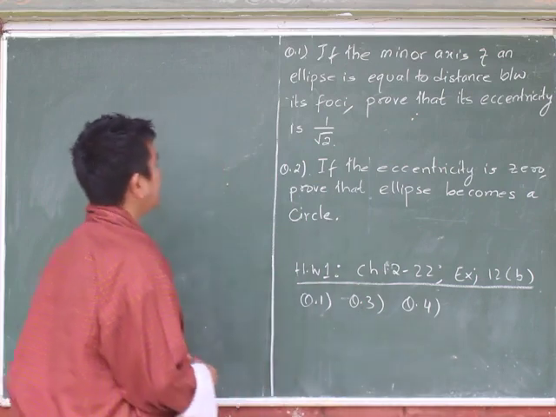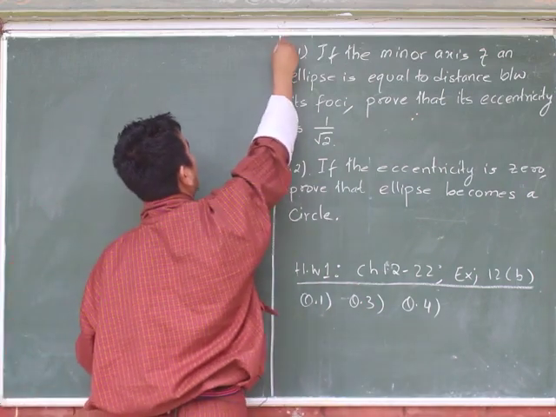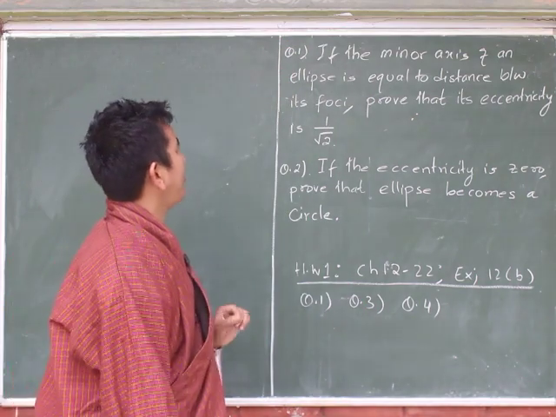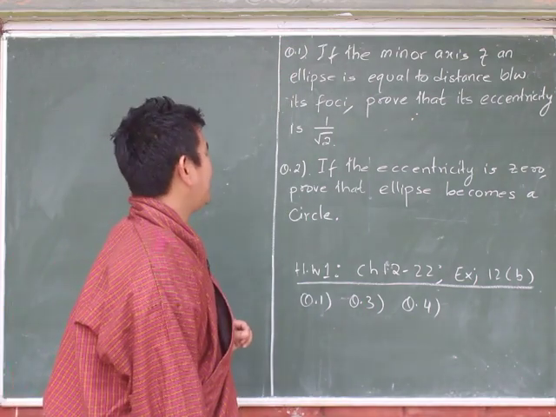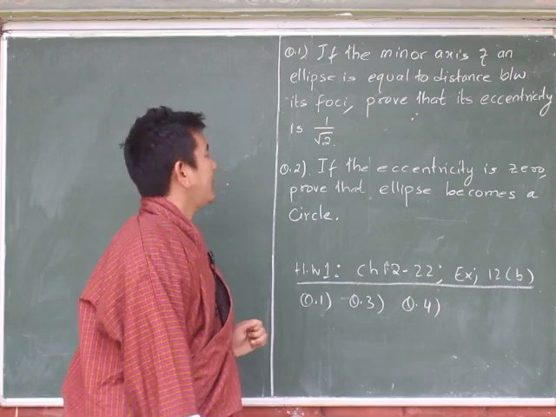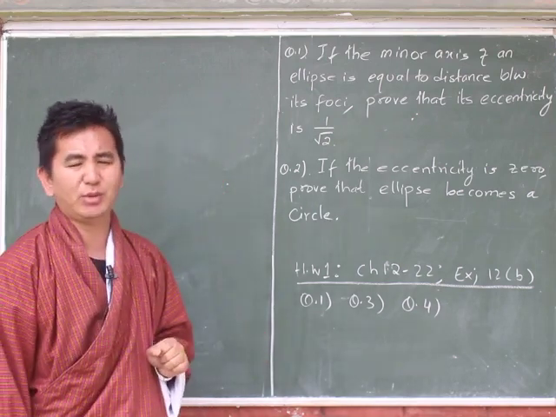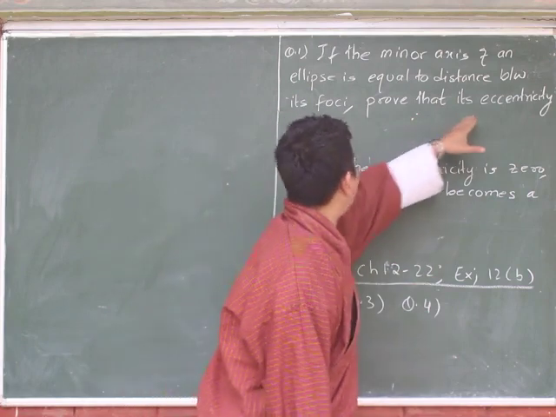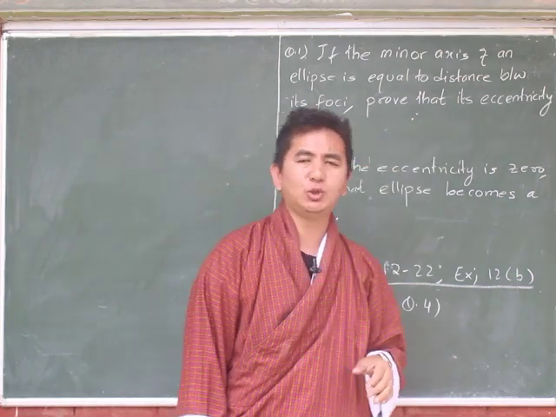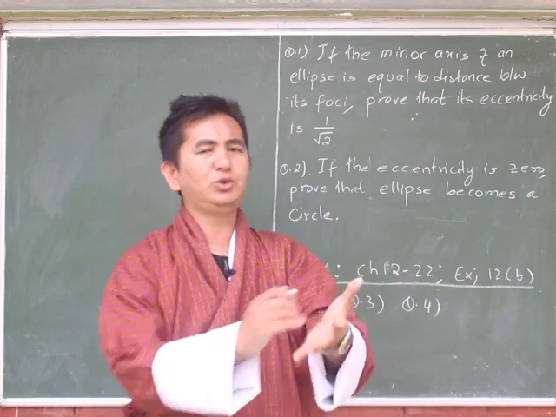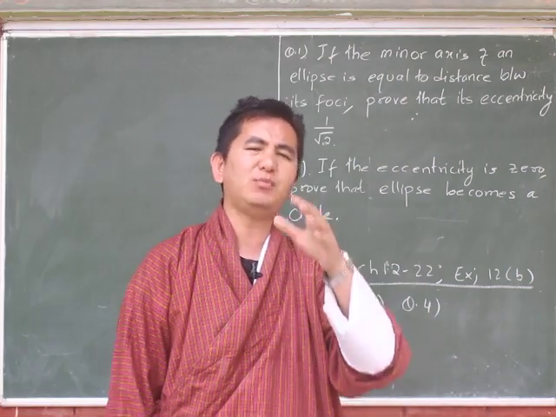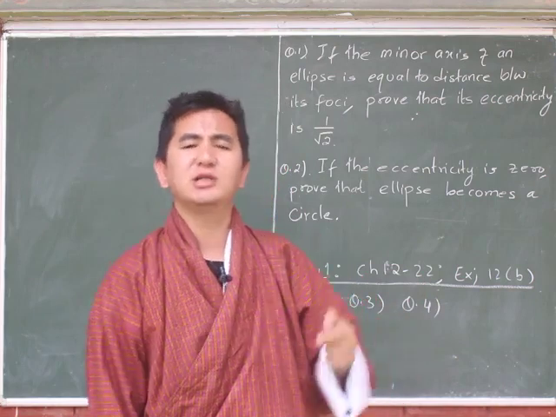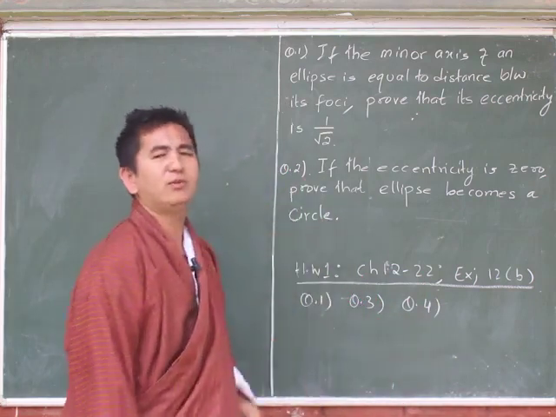Without wasting time, now let's go with question number 1. If the minor axis of an ellipse is equal to the distance between its foci, prove that its eccentricity is 1 by root 2. So this is a proving question where we need to prove that the eccentricity value is 1 by root 2. If you do 1 by root 2 in a calculator, it will definitely come less than 1. The eccentricity value for an ellipse is less than 1.